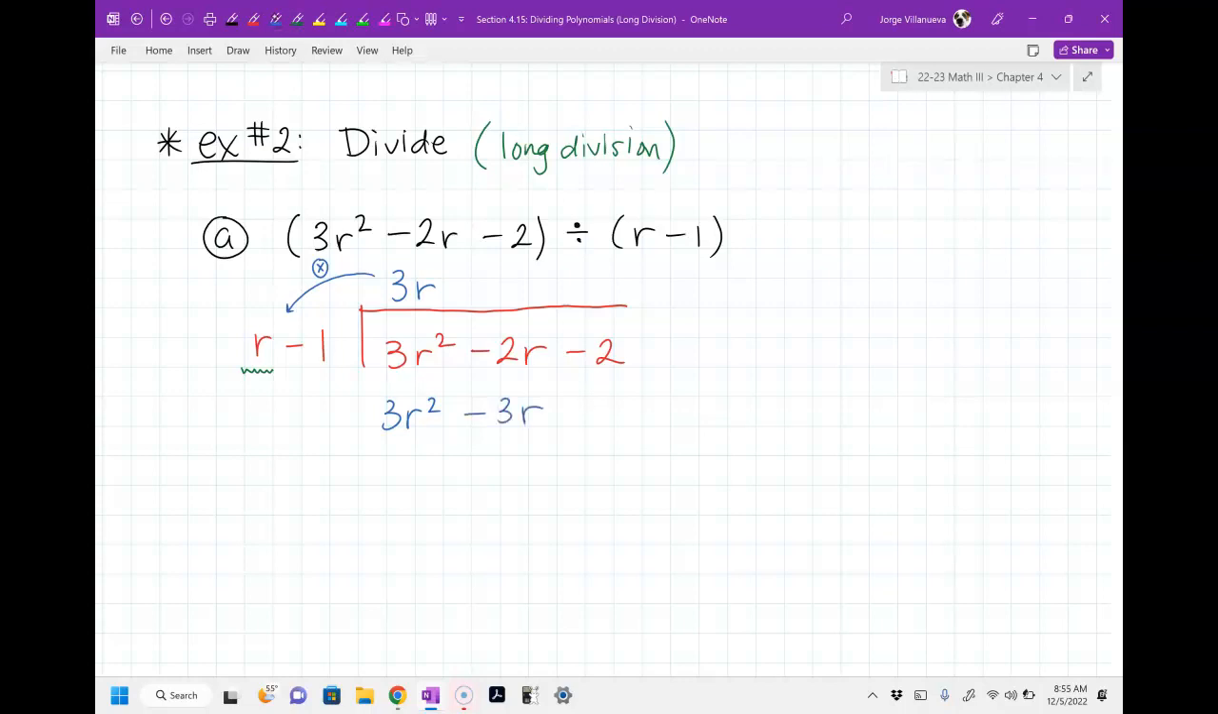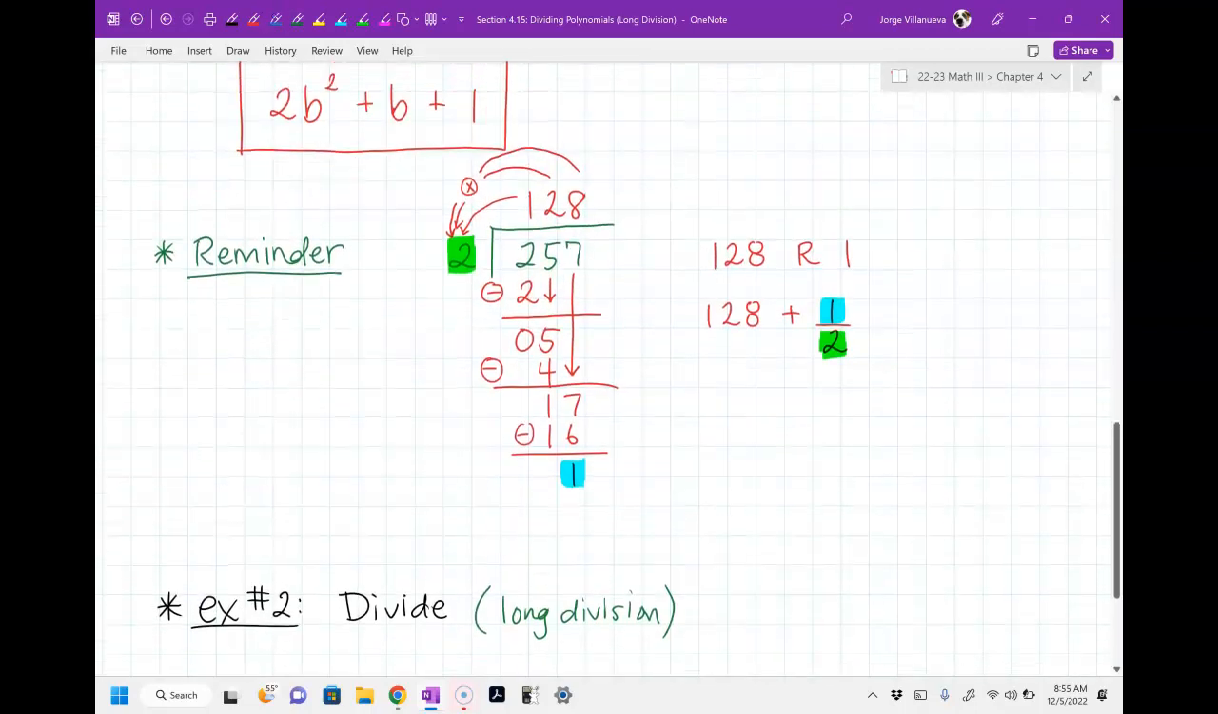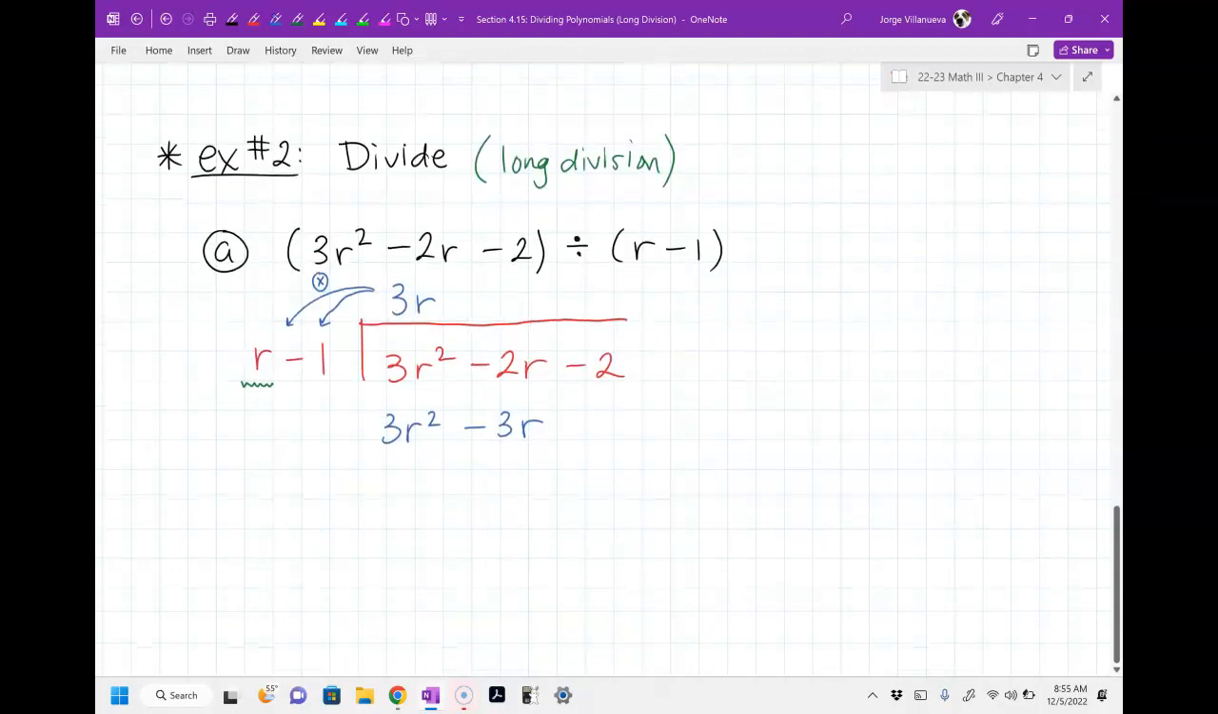Now let me get rid of this little squiggly line right here on the right side. But I just distributed it, okay? That's all I did. 3r times r is 3r squared. 3r times negative 1 is negative 3r. What am I supposed to do next? If I'm doing long division, after I put a number on the bottom, what am I supposed to do? Subtract, right? Remember, we're doing the same process. It just looks really weird, but it's the same process. So we're going to subtract.